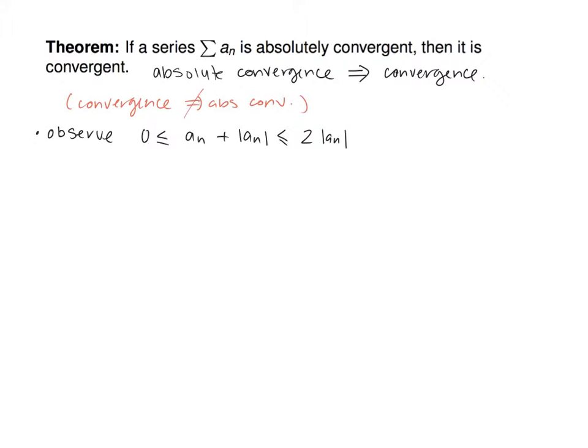And I want to add one thing to start. So we're going to assume the sum of a sub n is absolutely convergent. Like, assume that happens. Okay. So do you agree that we know that the sum of the absolute value of a sub n converges? Because we assumed the series was absolutely convergent? Do you buy that?